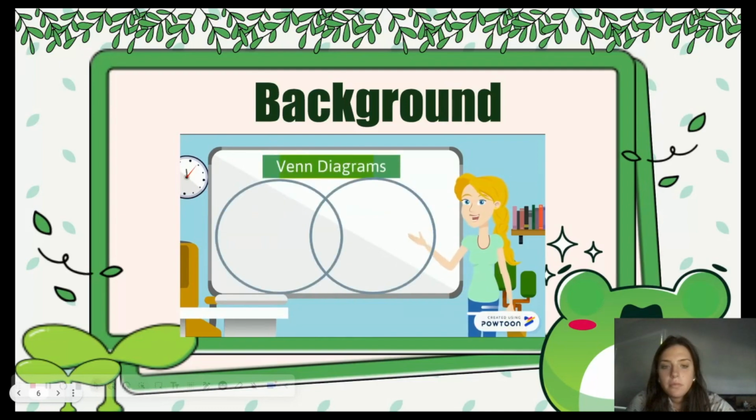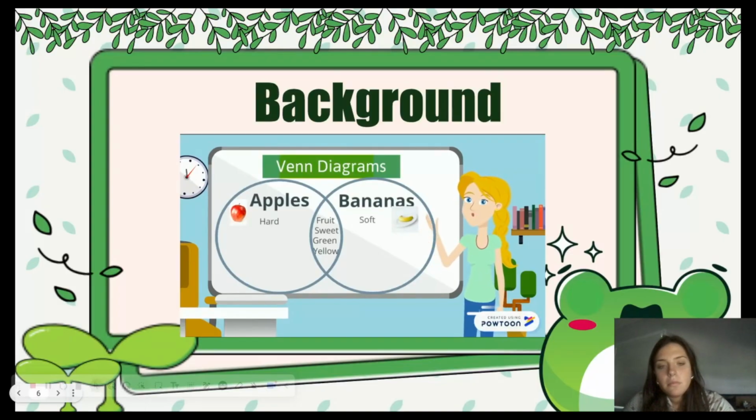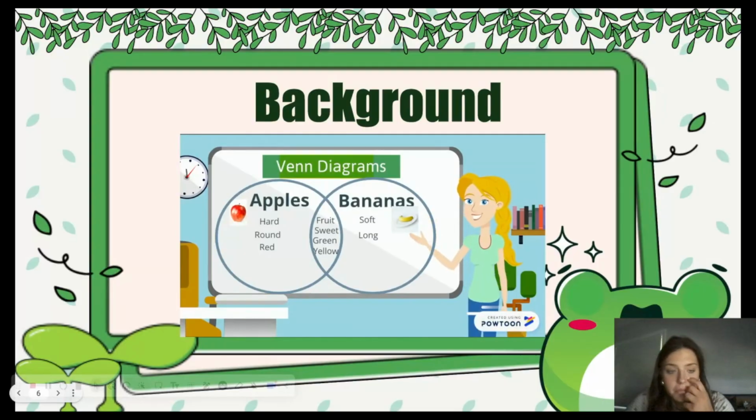Now that we've filled out the middle part of our circles, let's think about the things that apples and bananas don't have in common. For example, apples are hard, bananas are soft. Apples are round, bananas are long. Apples are red. They can also be green or yellow like a banana, so that would go in the middle part.